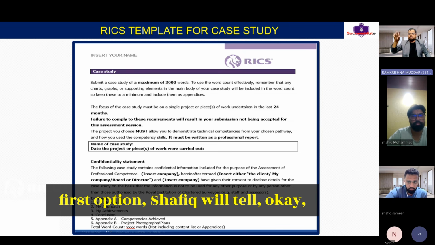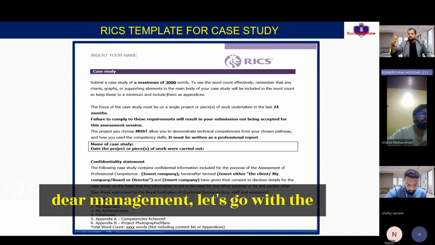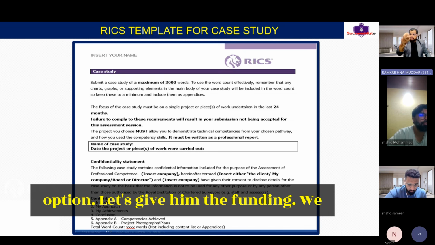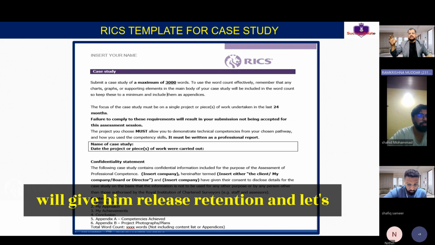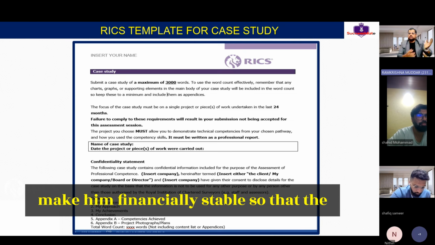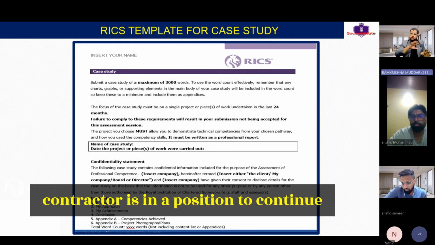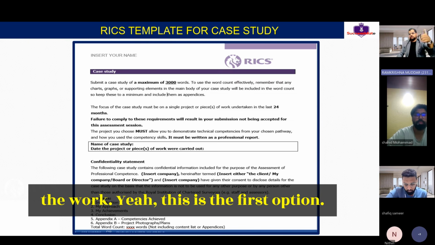The first option, Shafiq will tell, okay, dear management, let's give him the funding. We will release some advance money or release his retention, and let's make him financially stable so that the contractor is in a position to continue the work. Clear? This is the first option.